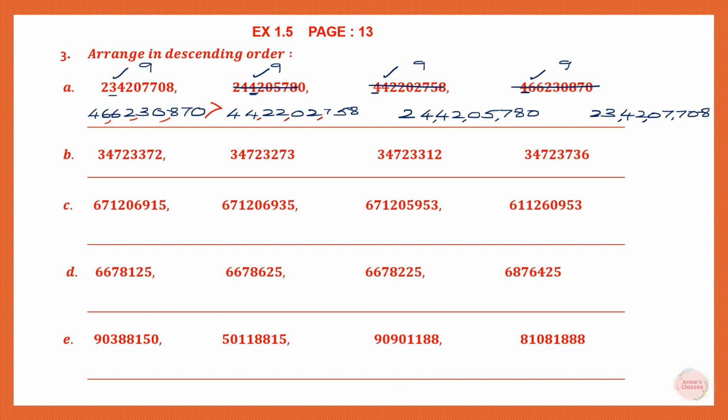So our sign has to come this way. We have to have our sign here to show that the number is greater. This number is greater than this. So we have to show those signs. Now let's go on to the next one.